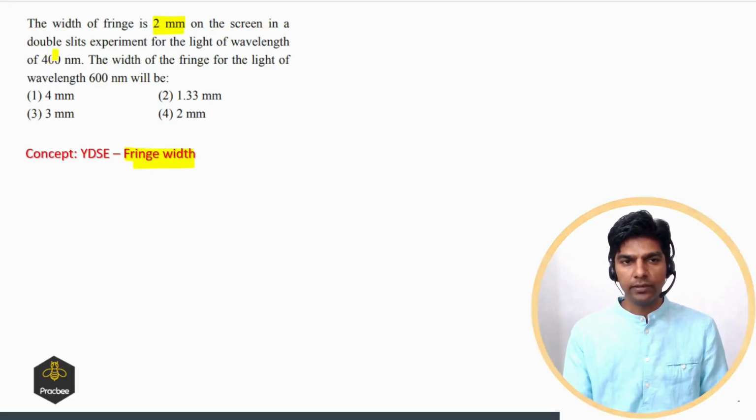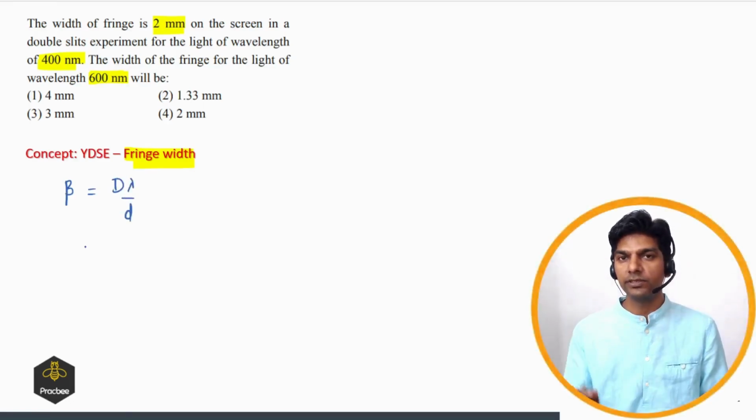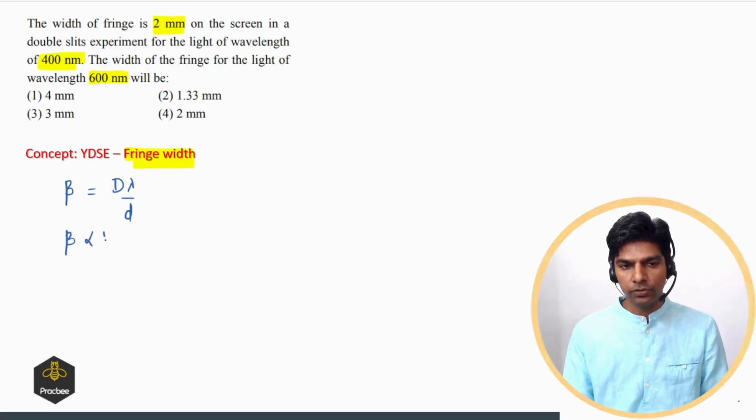On the screen in a double slit experiment, for light of wavelength 400 nanometer, the width of the fringe is 2 millimeters. Find the width of the fringe for light of wavelength 600 nanometer. So here we have to do the comparison. We know that fringe width is given as D lambda by d, and now we are changing the wavelength, keeping capital D and small d the same. So we can say beta is directly proportional to lambda.